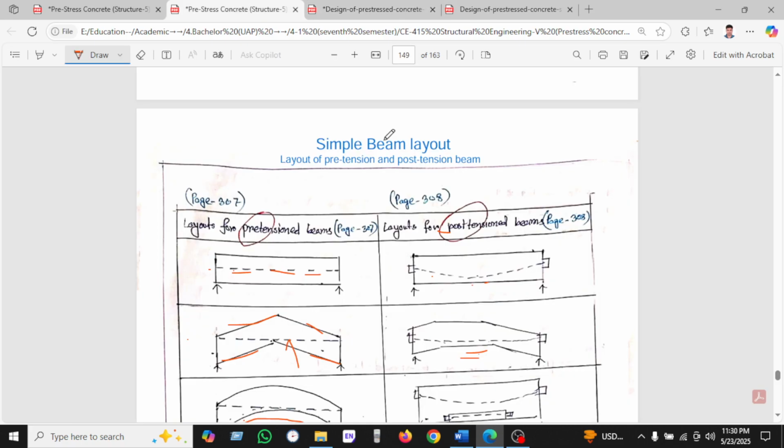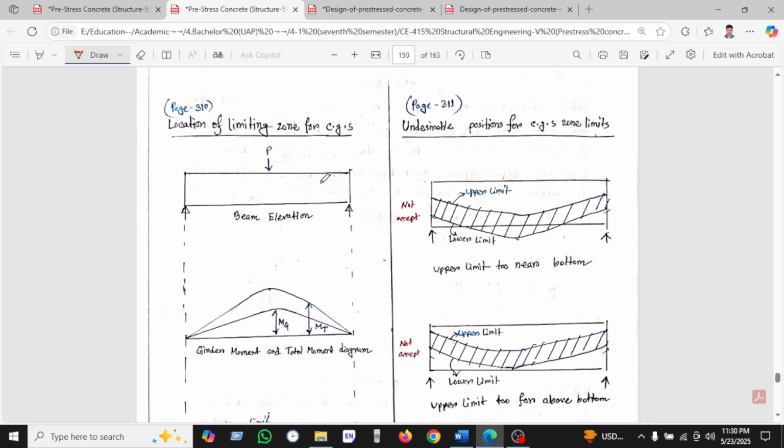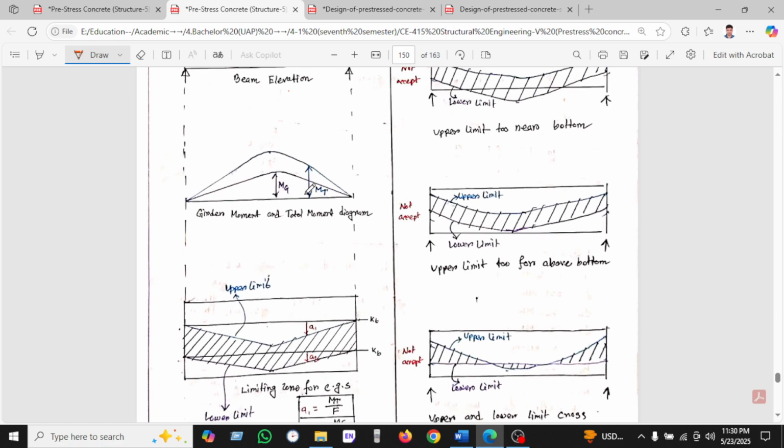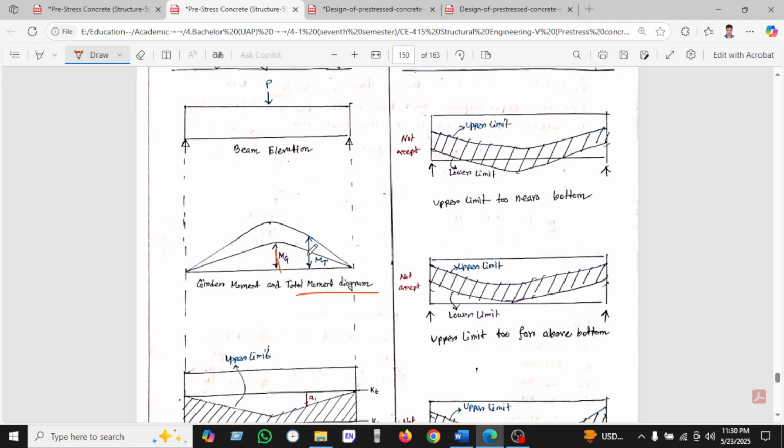Okay, let's see here. We can see here the location of the limiting zone of CGS, and on the right side the undesirable profile for the CGS zone limit. At first we can see on the beam, the top is the point load, which is the beam elevation, and we can also see the girder moment and the total moment. So girder moment is deflection upward, and total moment is also upward.